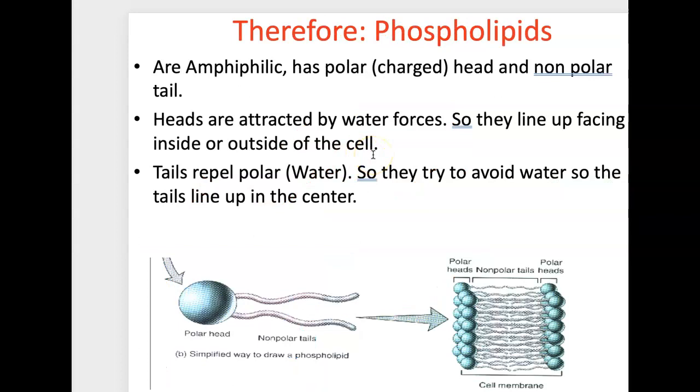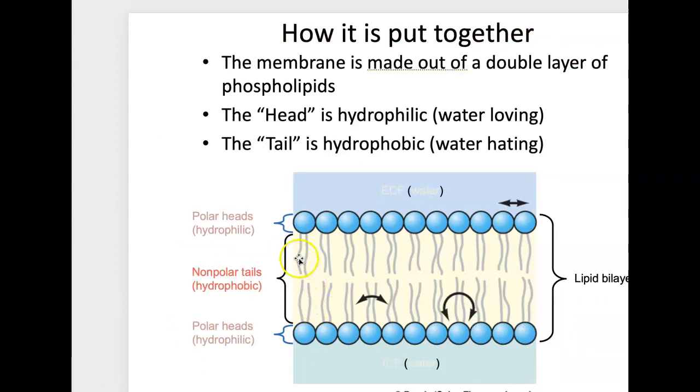So phospholipids are amphiphilic. The heads are polar, the tails are nonpolar. The heads love water, hydrophilic. They're facing the water inside and outside the cell. The tails repel the water. And it's put together with the hydrophilic heads facing extracellular fluid, which is mostly water, and the cytosol, which is intracellular fluid. So anything that is charged cannot get through. And again, here are those terms again: hydrophobic, water-hating; hydrophilic, water-loving.